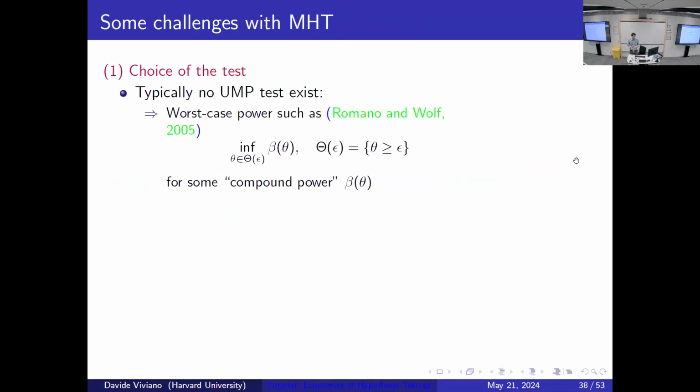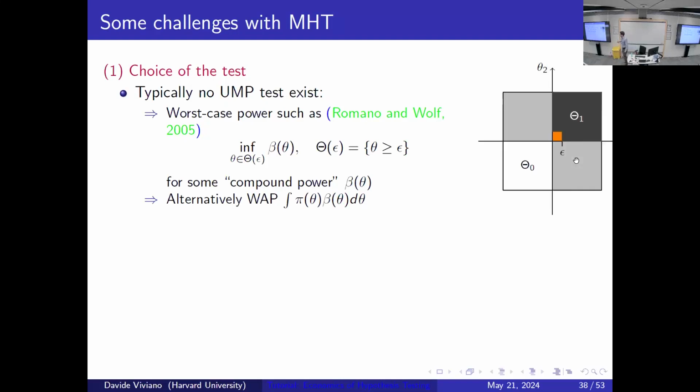So there are some challenges with multiple hypothesis testing. The first is that there is no uniformly most powerful test. So it's kind of difficult to think about what's the optimal thing to do. And so one way to do that, and this comes from Romano and Wolf, is basically to say, well, maybe I'm going to define some compound error, beta of delta, and now I'm going to look at the worst case power within a ball for theta greater or equal than some value epsilon. And really, what this is doing is saying, I'm basically going to look at power when the parameters are positive, so outside this epsilon, and then I'm going to look at this case.